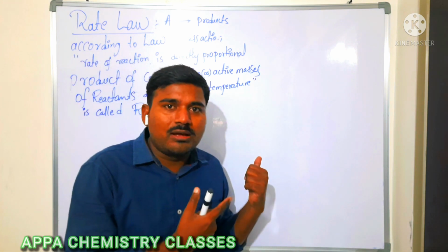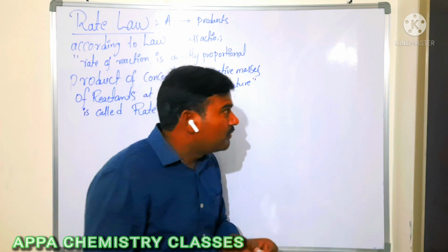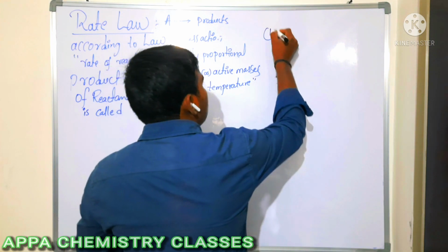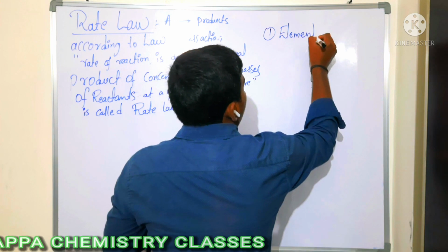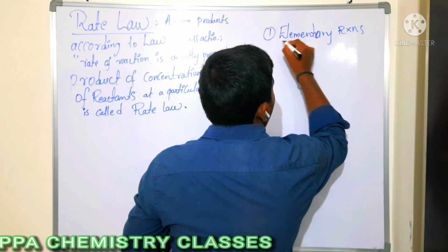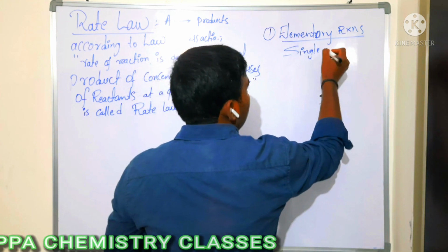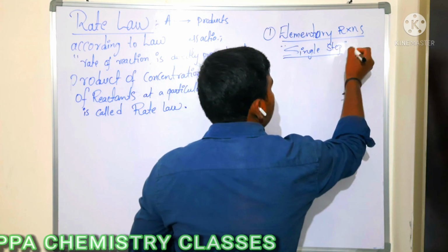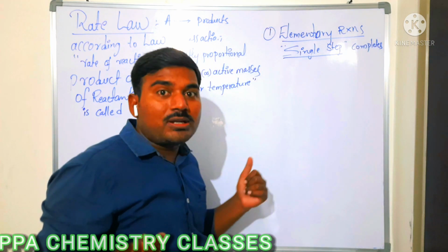Before going to this rate law, first we should know the types of reactions we have. There are mainly 2 types of reactions. The first one is elementary reaction. What is meant by elementary reactions? Elementary reactions are nothing but reactions which complete in a single step. They are called elementary reactions.